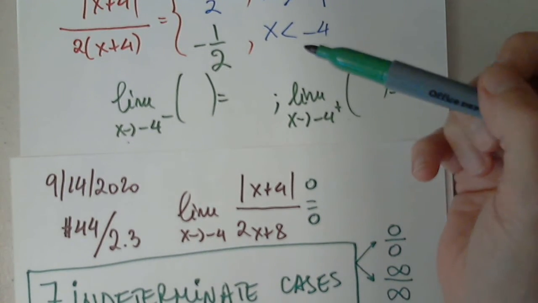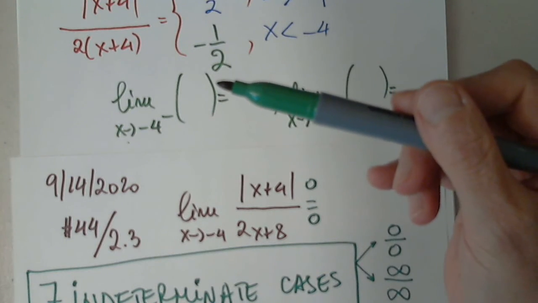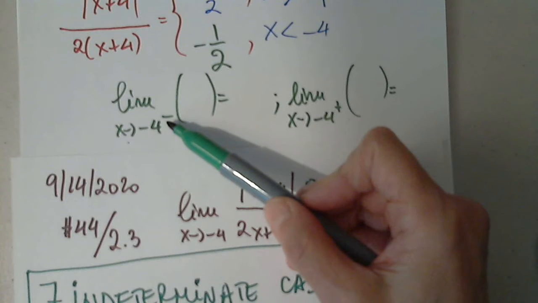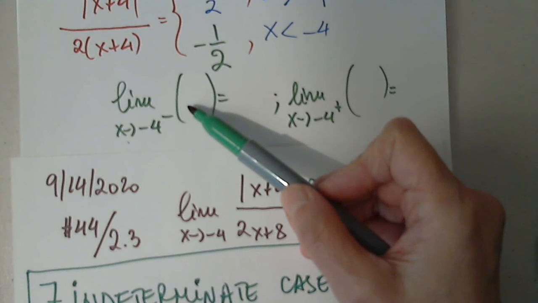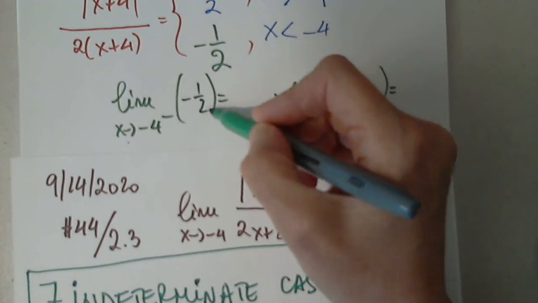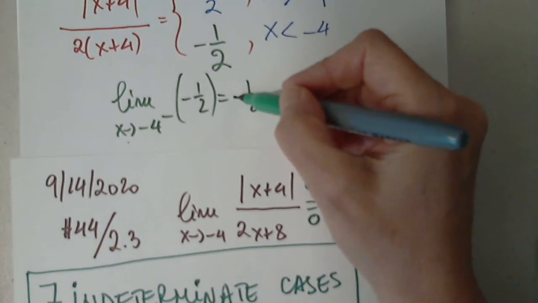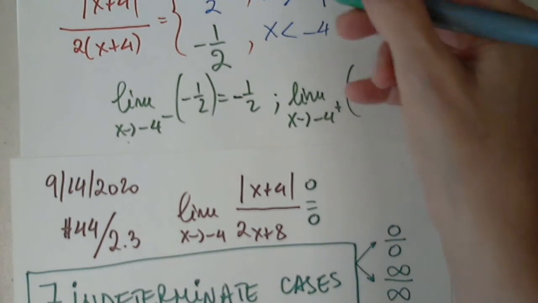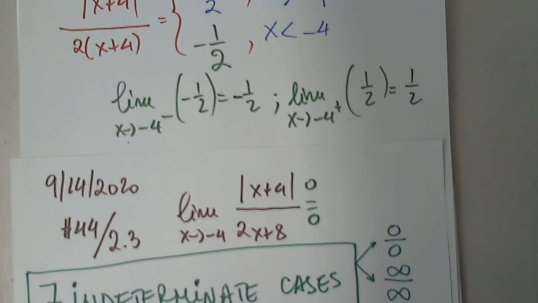So which function do I write here, and which function do I write here, and what is the answer? -4 from the left will be 1/2. Careful. Right? -4 from the left would be x less than -4. So -1/2. Very good. And the answer is -1/2. We know that the limit of a constant is the constant itself. And then on the other side, of course, is 1/2, and the answer is 1/2.